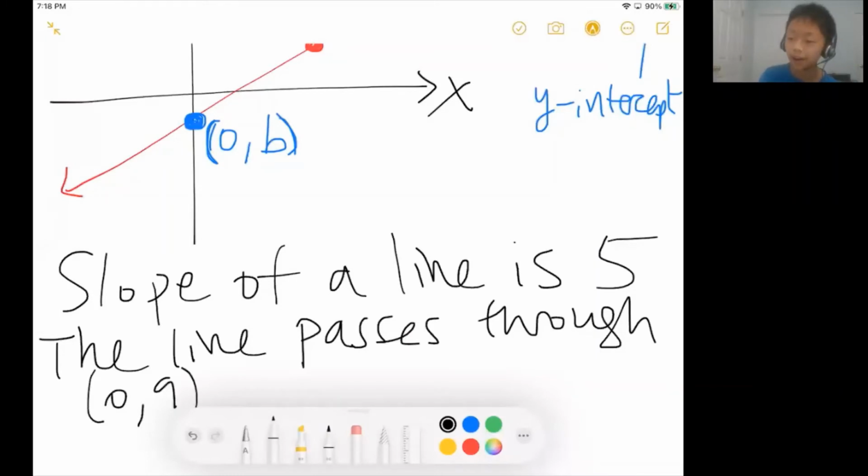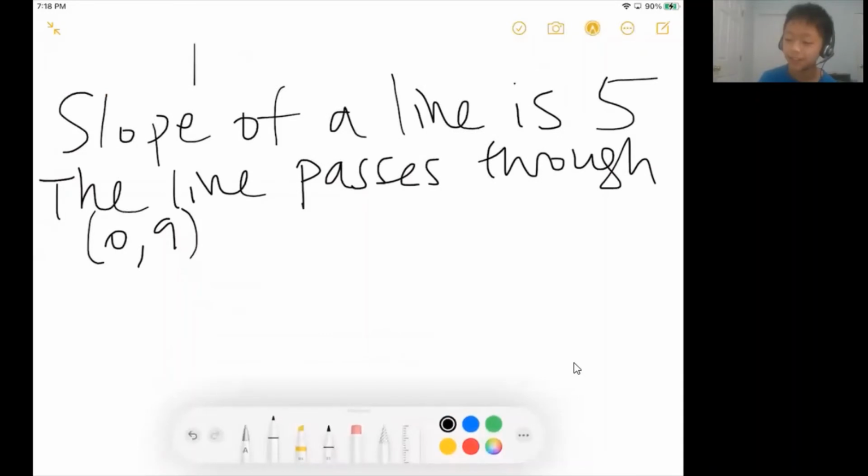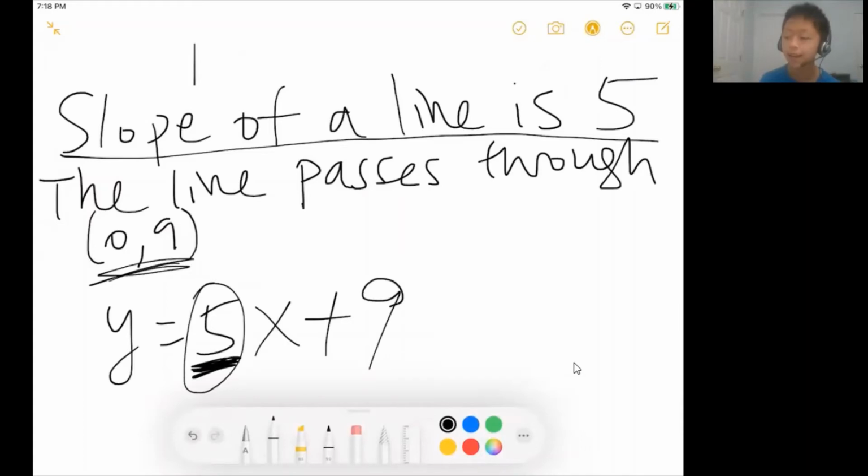Then basically the equation of this line would be y equals 5x, because we're given the slope of the line is 5, which means that the coefficient of the x term must be 5. And then plus b, the y-intercept. In this case, they already gave it to us. The y-intercept is 9. So the equation of this line would just be y equals 5x plus 9.